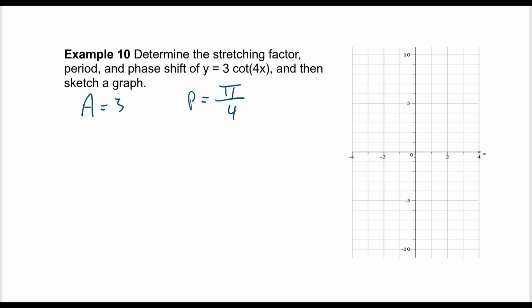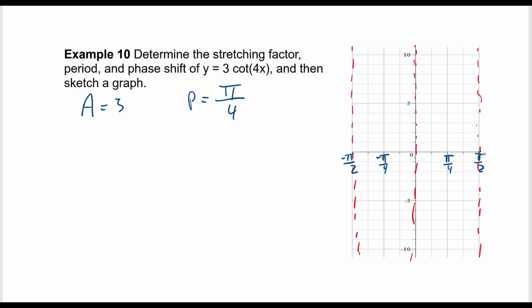So we have a period of pi over 4. And there's no horizontal shift, so x equals 0 is still going to be the start. I'm going to call this pi over 4, this pi over 2, this negative pi over 4, and this negative pi over 2. And then we would have an asymptote here, an asymptote here, and an asymptote here.